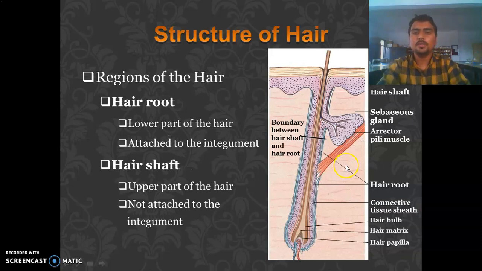After it, the regions of the hairs. Hairs have two main regions, the hair root and the hair shaft. The hair root is the lower part of the hair that is attached to the skin, and the hair shaft is the upper part of the hair. It doesn't get attached to the skin. Here is the hair shaft, and this is the hair root.